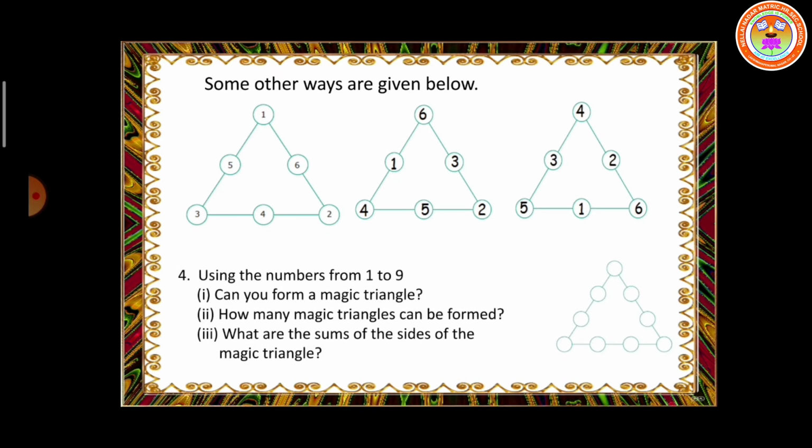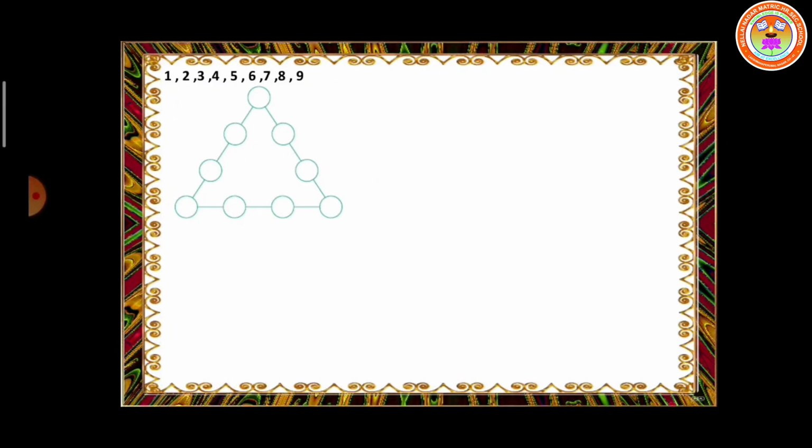Fourth question. Using the numbers from 1 to 9. First one, can you form a magic triangle? Second one, how many magic triangles can be formed? Third one, what are the sums of the sides of the magic triangle? Numbers 1 to 9. First step, complete the corners with the smallest numbers. What are the smallest numbers here? 1, 2, 3. Balance 4, 5, 6, 7, 8, 9.